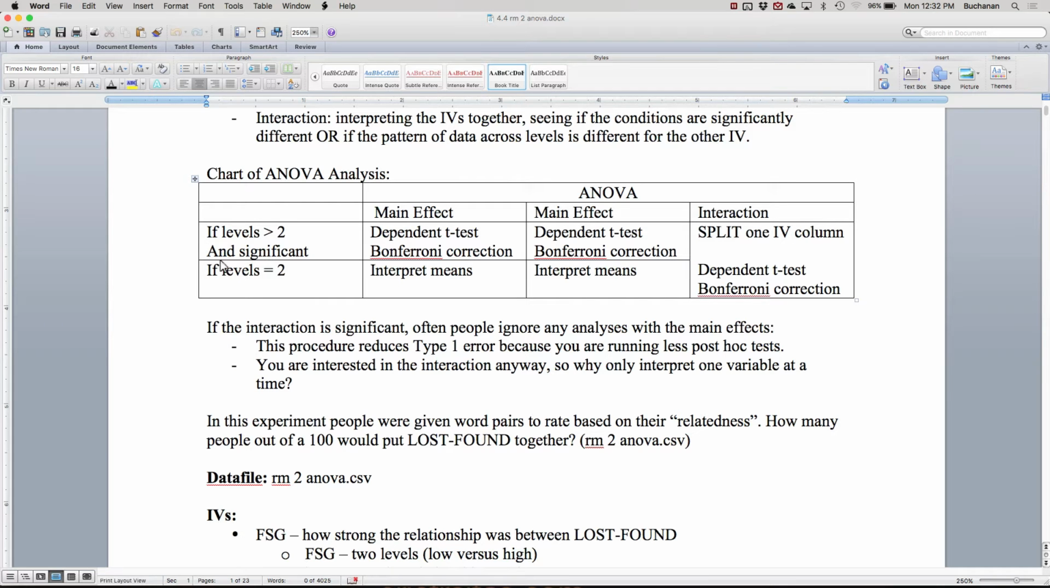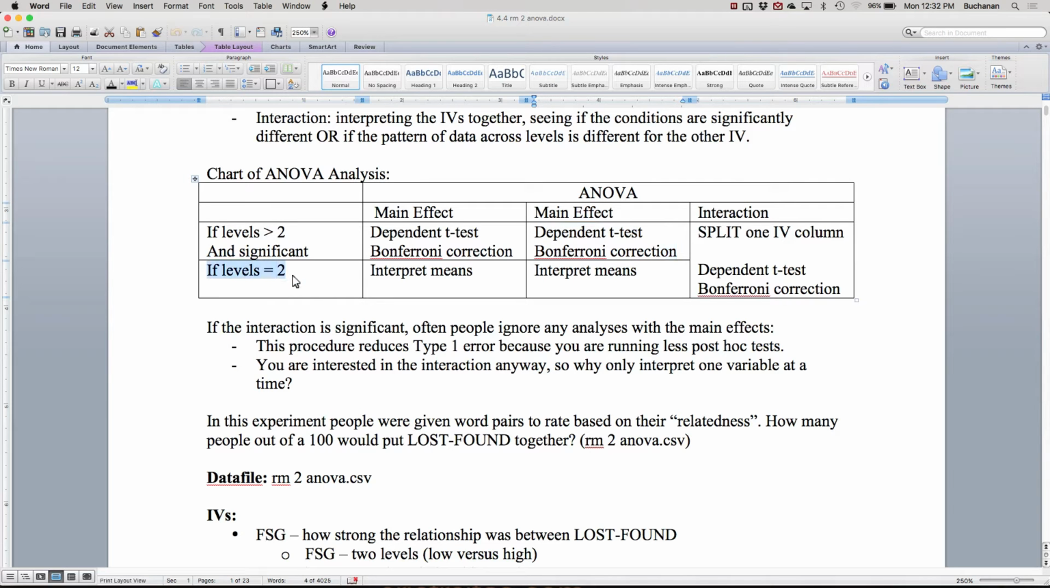So if there are more than two levels, which in this particular case we don't have, we only have two levels, but if there are more than two levels and your main effect is significant, so one of the IVs is significant, the follow-up would be dependent T with Bonferroni, which is what we did last week. Same thing for the main effect here, because this is double repeated measures, so they're all dependent T.